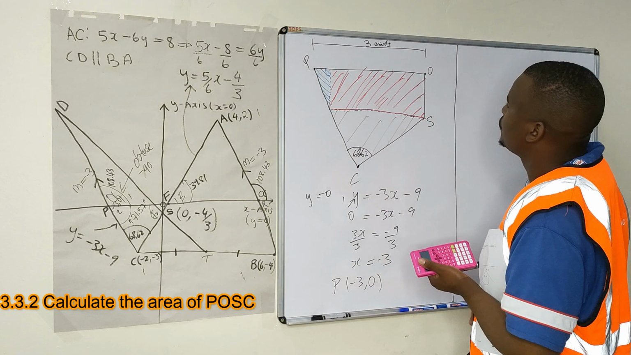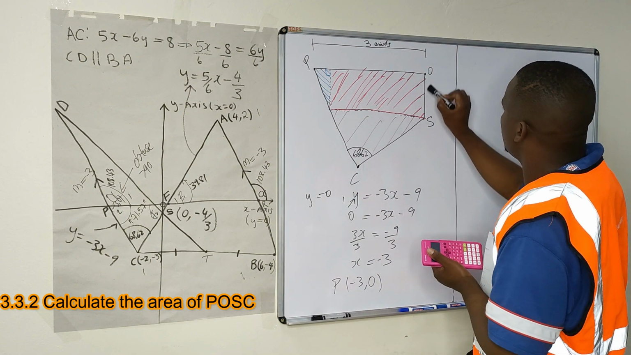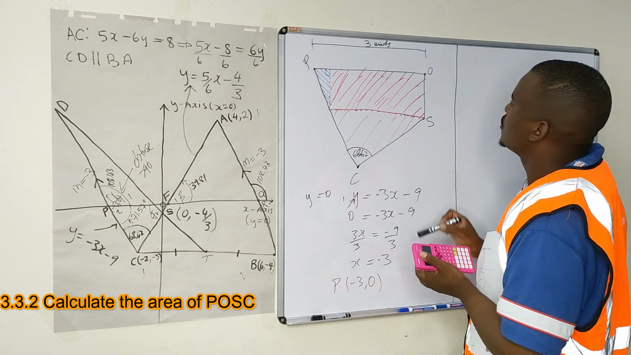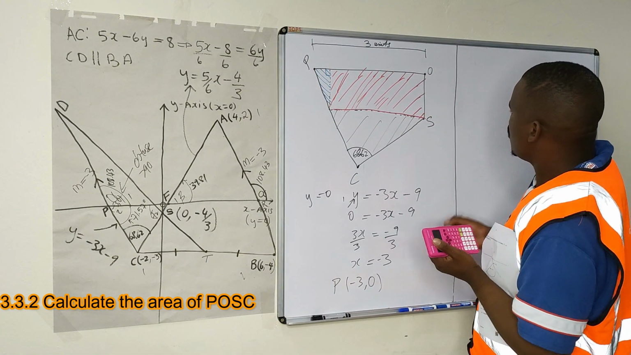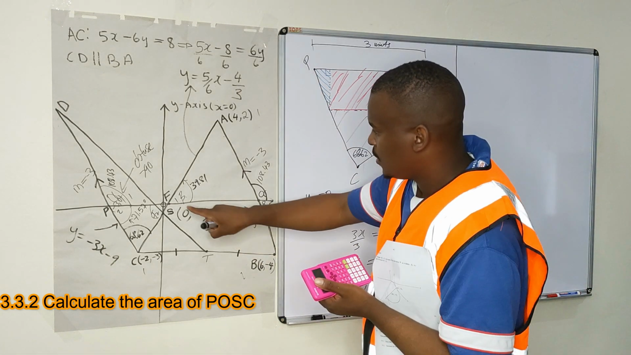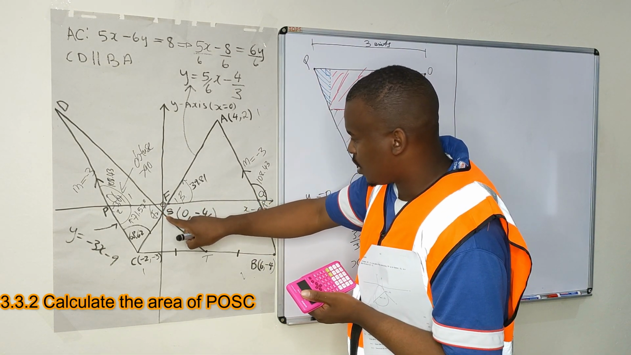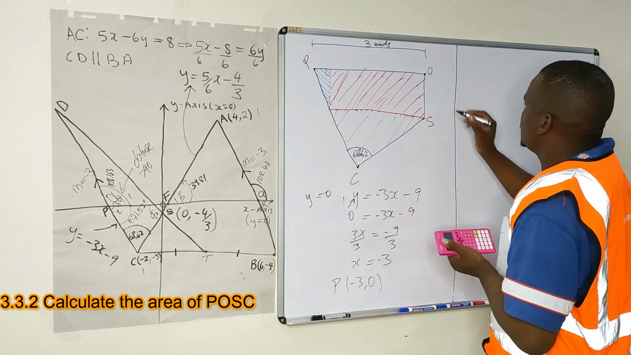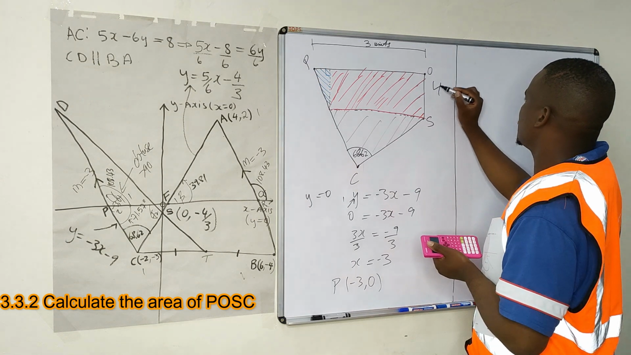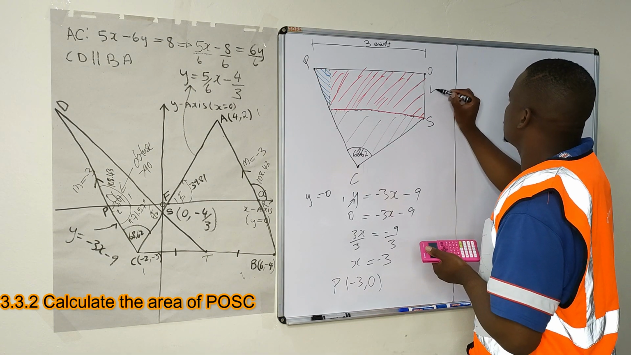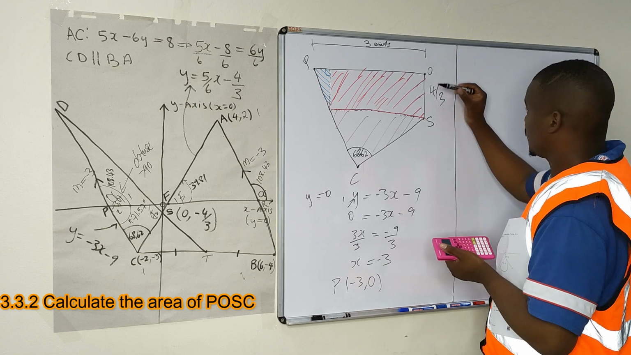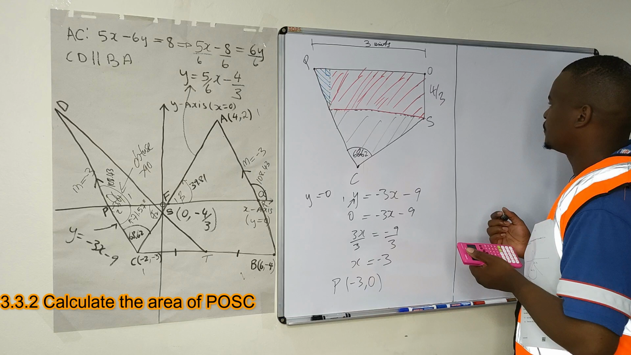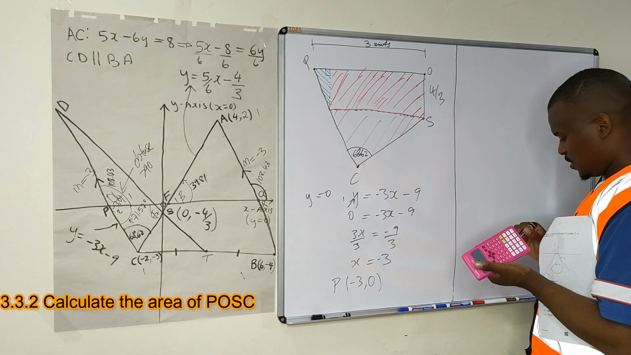And then now, you want this distance so that we can be able to calculate the area here, right? So you know the coordinates of S is 0 and minus 4 over 3. So the distance from 0 to S is 4 over 3. So the length of this is 4 over 3 from here to here, because it's vertically downwards here, 4 over 3.